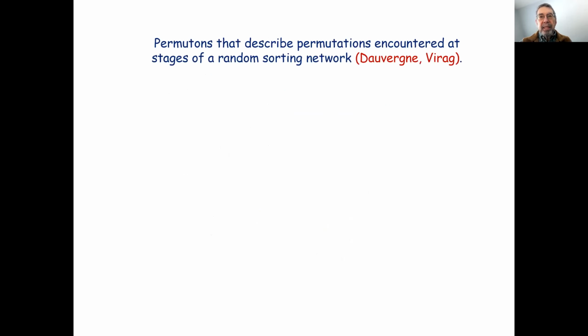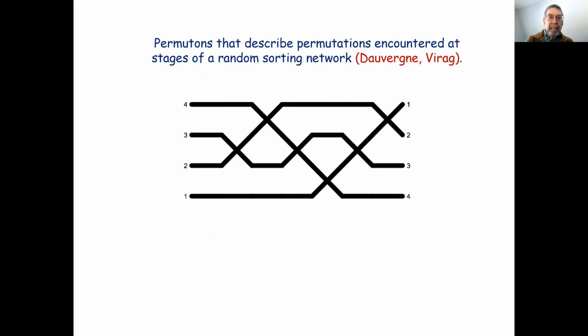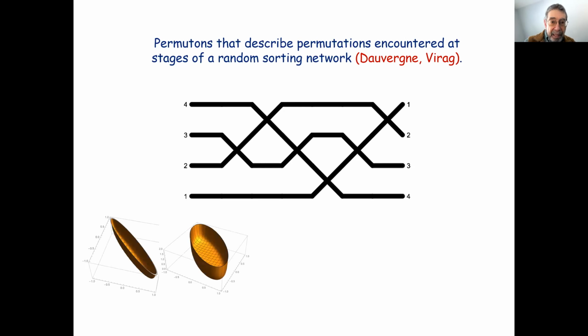Here's another wonderful case. Stages of a random sorting network. On the left, you see the identity permutation 1, 2, 3, 4. And suppose you want to flip it. That takes n choose 2 steps if you do it efficiently. And if you do it efficiently, uniformly at random, you can ask what do the permutations look like that you encounter en route. And in fact, they look like these permutons.